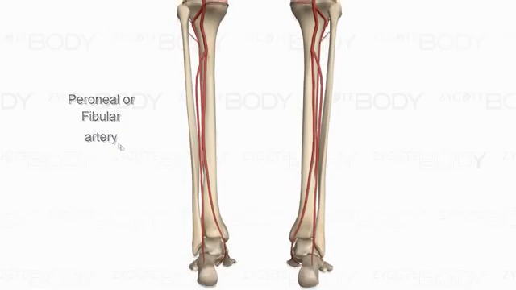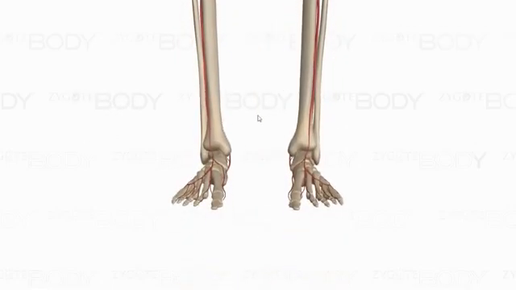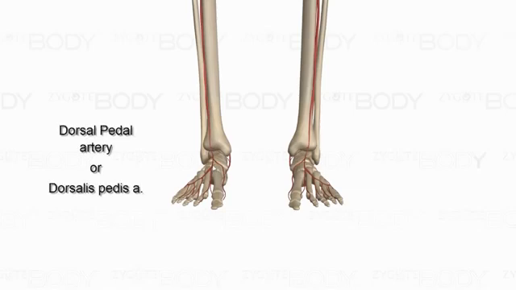Okay, and then as we come around to the top of the foot, the anterior tibial artery is going to give way to the dorsal pedal artery, or dorsalis pedis artery. And that should just about cover the major arteries of the body.